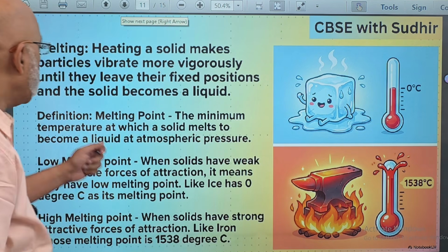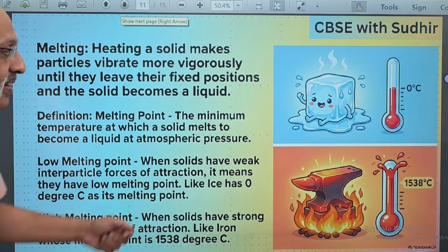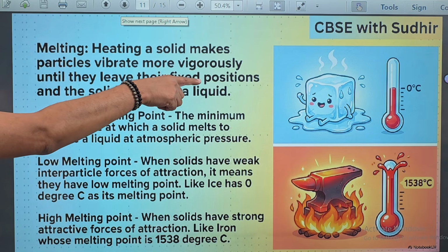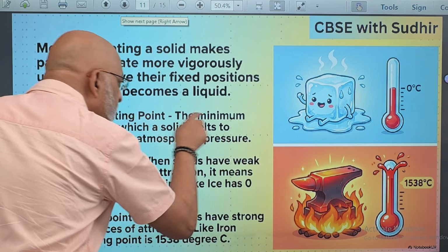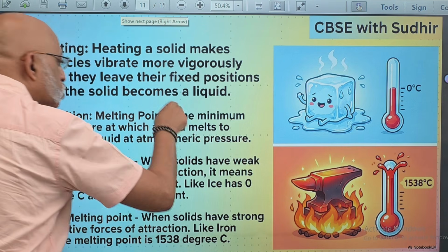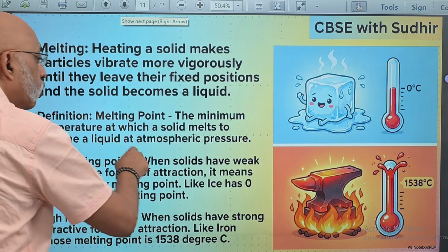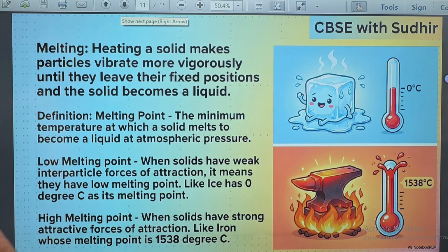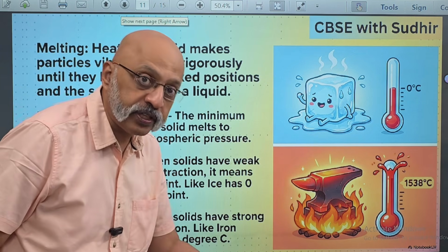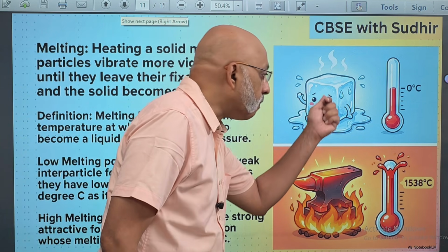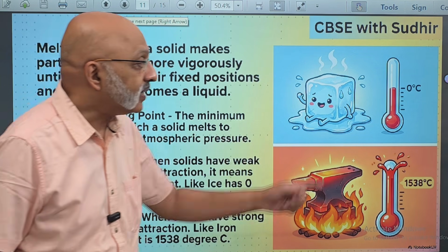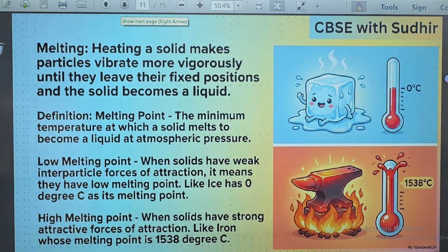Is that clear? Now, the definition of melting point, which is 0 degrees Celsius in the case of water, is the minimum temperature at which a solid melts to become a liquid at atmospheric pressure. At atmospheric pressure, the temperature where a solid melts to become a liquid is known as the melting point. That's the minimum temperature required.